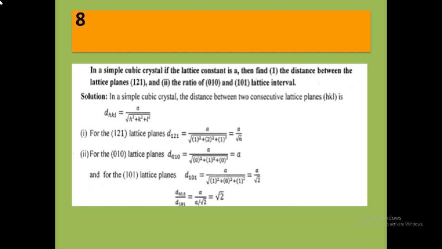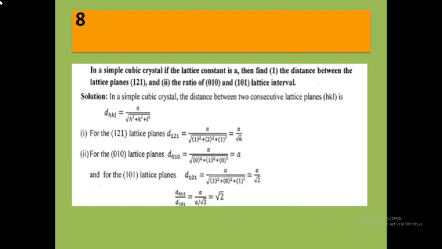d 1 2 1 is equal to a upon under root 1 square plus 2 square plus 1 square is equal to a upon root 6. And for 0 1 0 lattice plane, d 0 1 0 is equal to a upon under root 0 square plus 1 square plus 0 square is equal to a. And for 1 0 1 lattice interval, d 1 0 1 is equal to a upon under root 1 square plus 0 square plus 1 square, which is equal to a upon root 2.